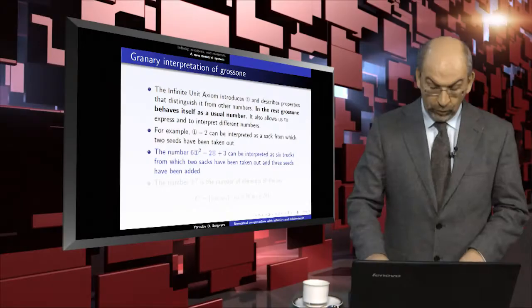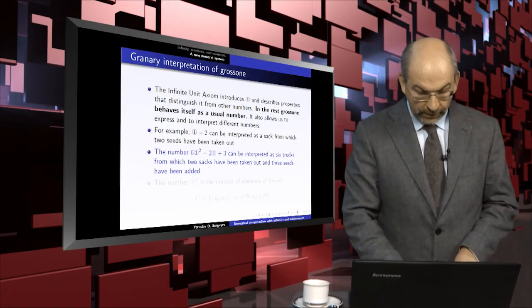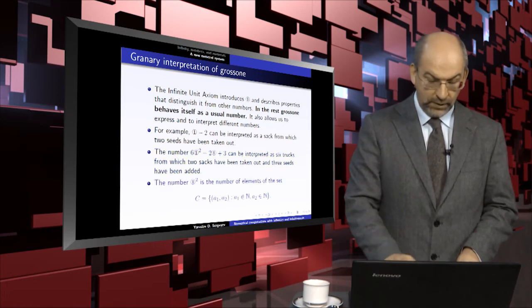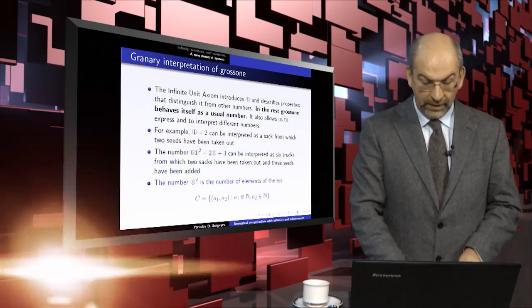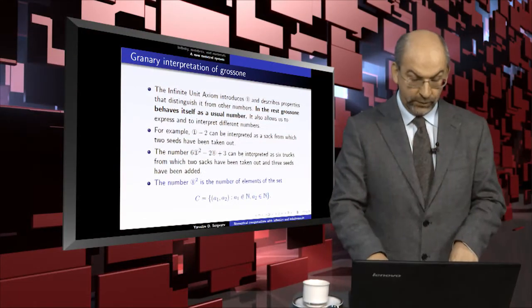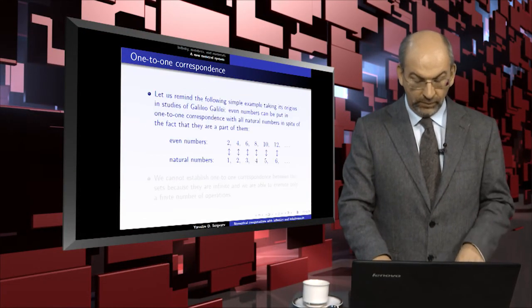From the point of view of set theory, it is necessary to understand what gross 1 squared is. This is easy, because this is the number of elements of the set of couples of natural numbers. And so on, it is possible to introduce a lot of various new infinite and infinitesimal numbers.